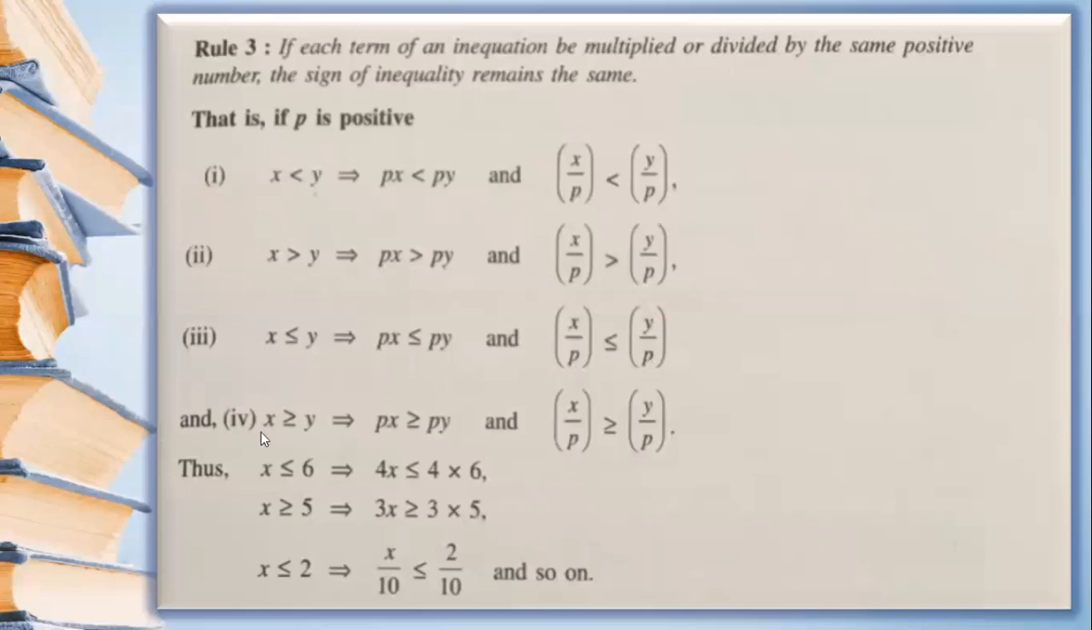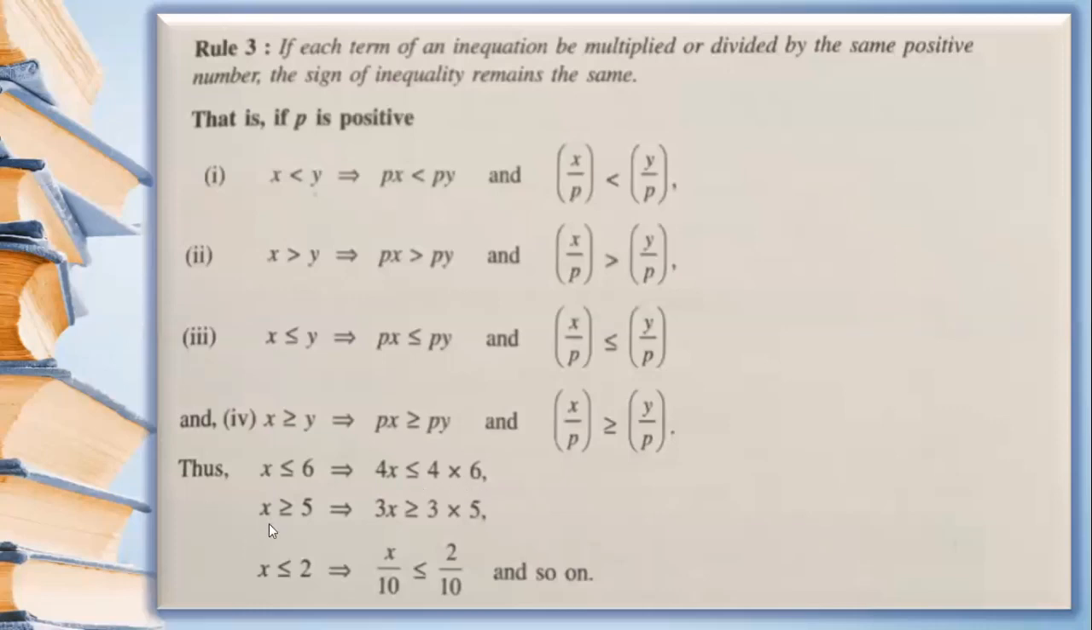And if we have x is greater than or equal to y, then on multiplying both sides by positive number p, we will get px greater than or equal to py, and on dividing both sides by p, we will get x upon p greater than or equal to y upon p. Examples are, when we have x less than or equal to 6, then on multiplying both sides by 4, we will get 4x less than or equal to 4 multiply 6.